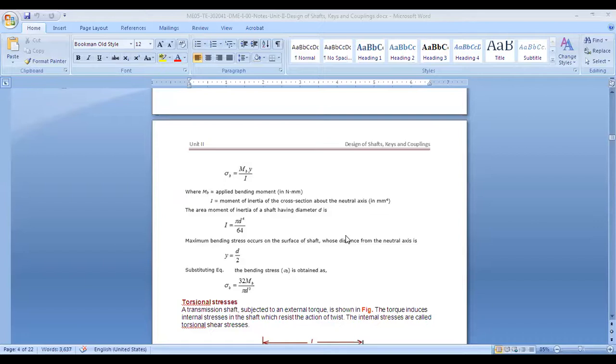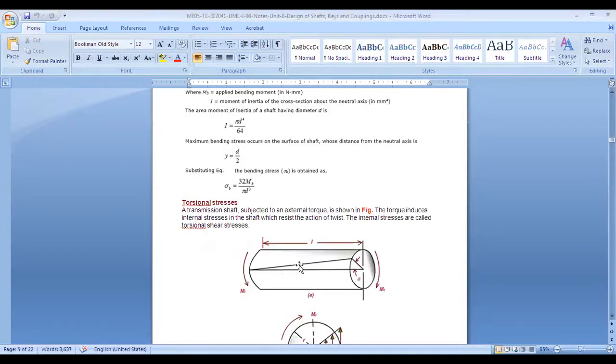At the neutral axis, that is the center of the shaft, y is 0, so sigma b is 0, and the maximum bending stress will be at the extreme fibers, right? Depending on location, if it is on the outside of the curve, it will undergo tension; inside it will undergo compression. So depending on the location it will have a different kind of stress, but it will be maximum at the extreme fiber, that is d by 2. When we put all that, we get sigma b is equal to 32 Mb upon pi d cube. This is what we discussed in the last lecture.